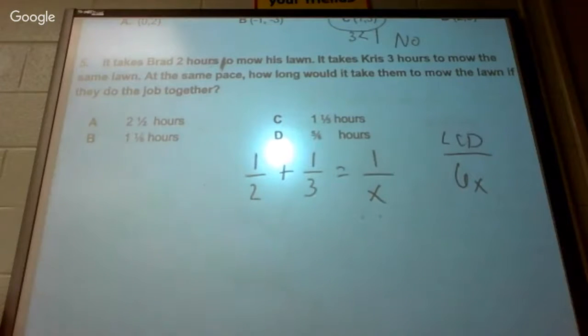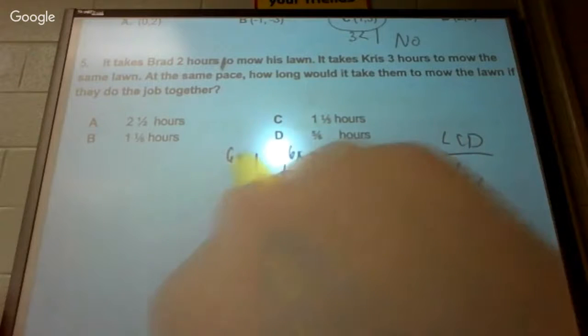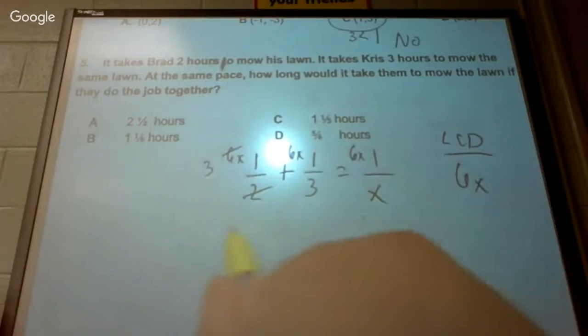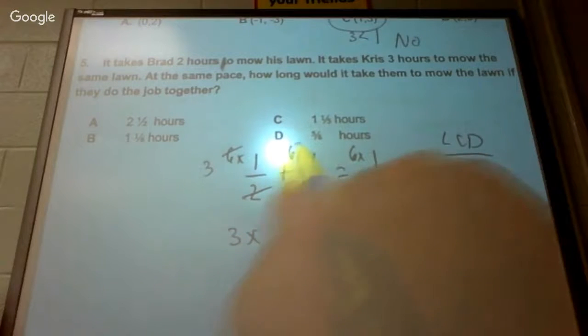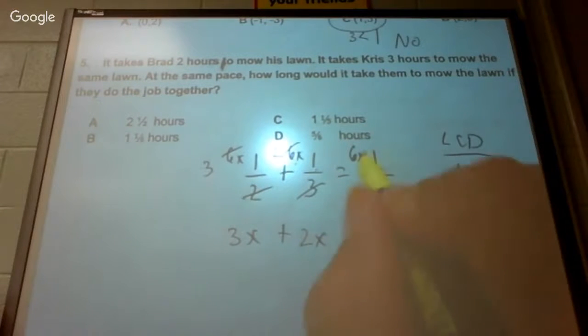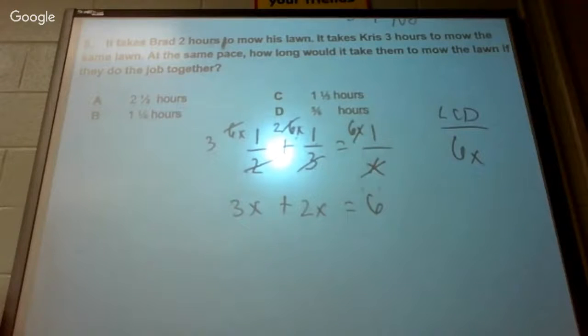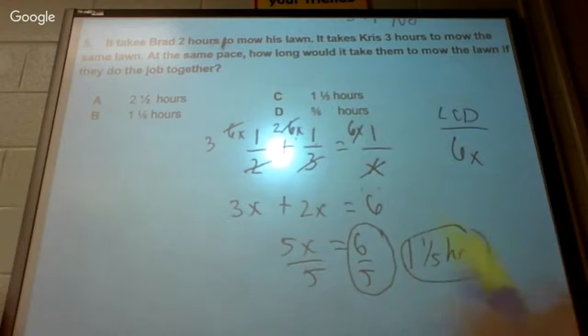So what you want to do is write the LCD 3 times: 6x, 6x, and 6x. And do cross canceling. 2 goes into 6 3 times, so 3 times x times 1 is 3x. Plus 3 goes into 6 2 times, so 2 times x times 1 is 2x. X cancels the x out, and 1 times 6 is 6. So then we just solve the equation. 5x equals 6, divided by 5, and so x is 6/5. So that is the answer. Now, 6/5 is not on here, and that's 6/5 of an hour. However, that's 1 1/5 hours, and I think that's C, 1 1/5 hours.